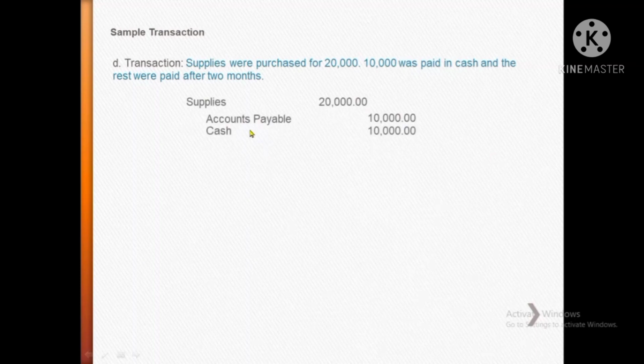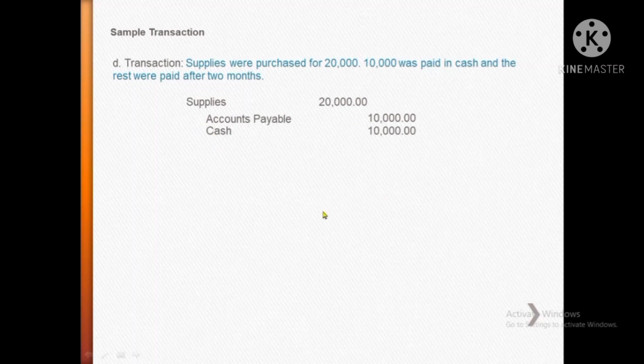So you can read this as debit supplies 20,000, and then credit accounts payable of 10,000, and then another credit, cash 10,000. As you can see, the credits are not written in line with the debit. There's a little bit of indentation in both these credit account titles and these amounts.